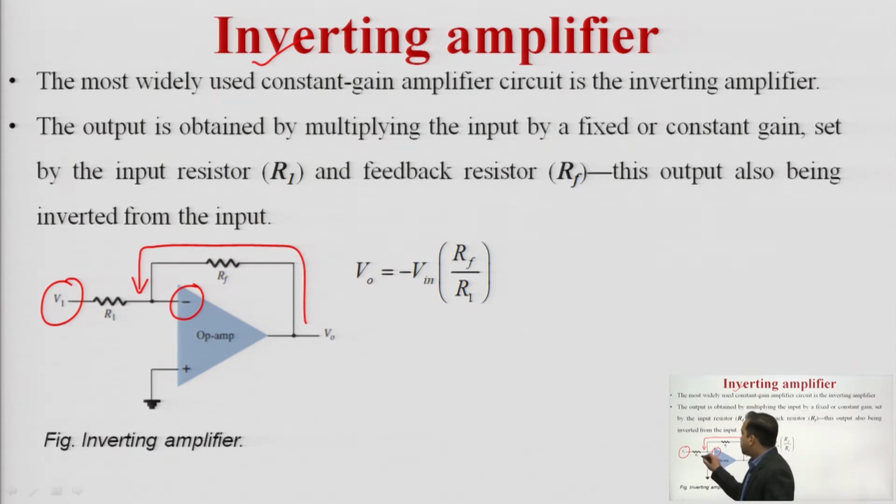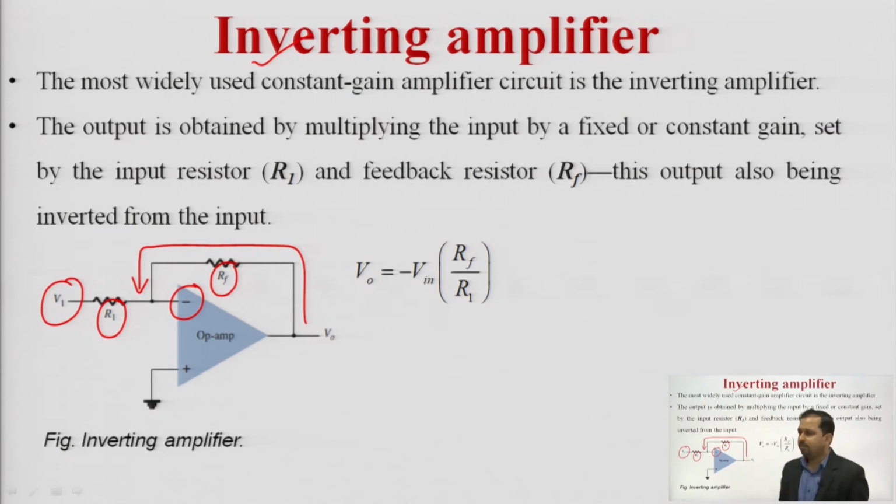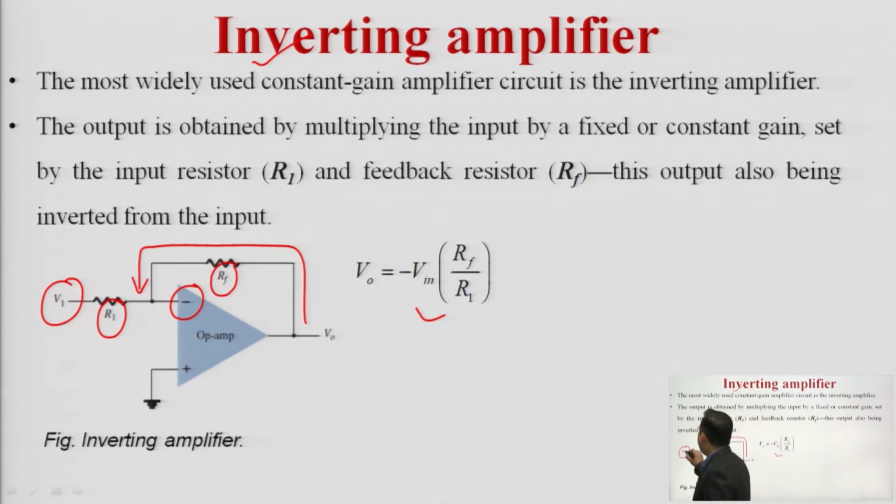Now we have this resistance R1 and we have this feedback resistance here, which is RF. Now we want to calculate, as we have already seen, that the relationship is V0 equals minus of V1 RF by R1. If this is Vin, the input voltage, we will have this kind of relationship. So how can we achieve this?